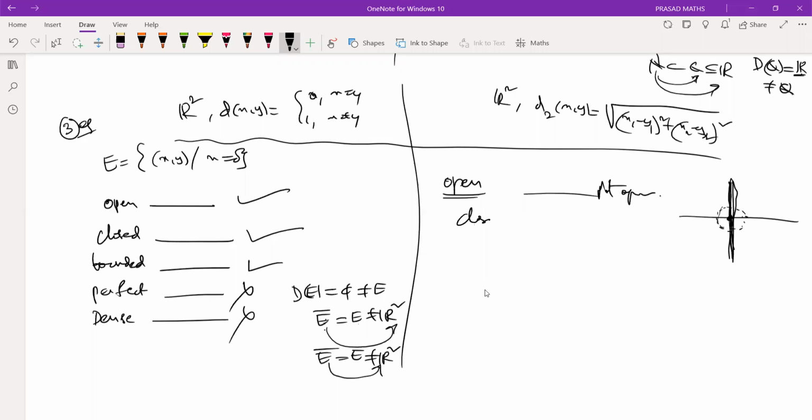Next, is it closed? The answer is yes, because it contains all its limit points. Every point on the line is a limit point because any point you take, any neighborhood you take, it contains at least one point on the line other than the point itself. Therefore, it is a limit point, and it contains all its limit points.